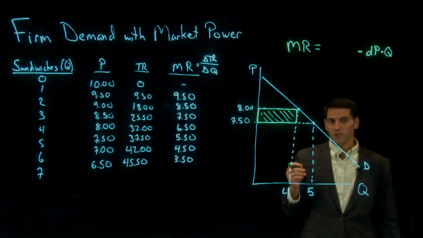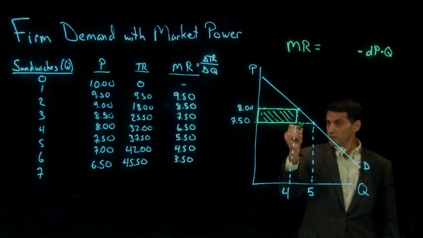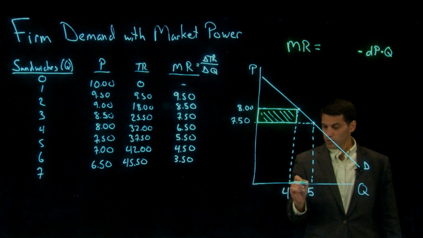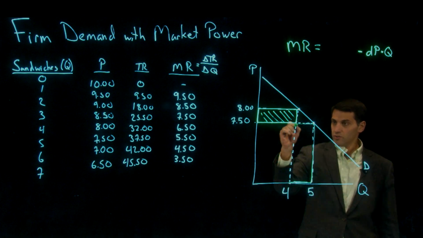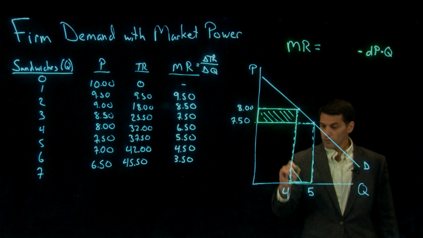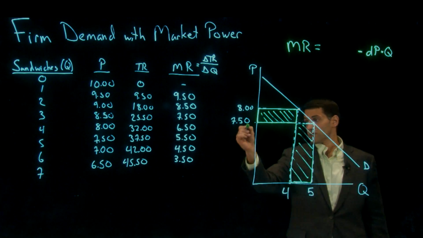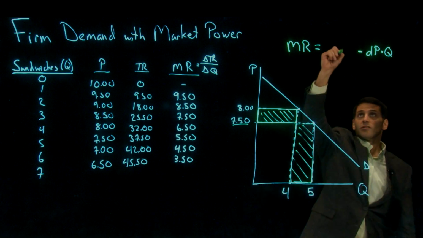So this is what they're losing by having to lower the price, but what are they gaining? Well, they're gaining the $7.50 that they're receiving when they sell the 5th sandwich, which is this rectangle here. Okay. And what is that $7.50? Well, that's just the new price.